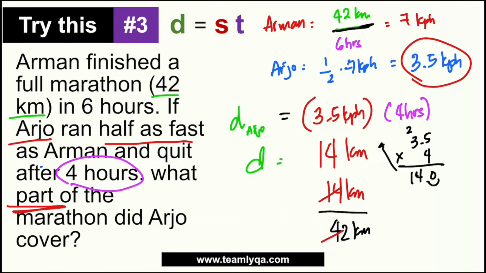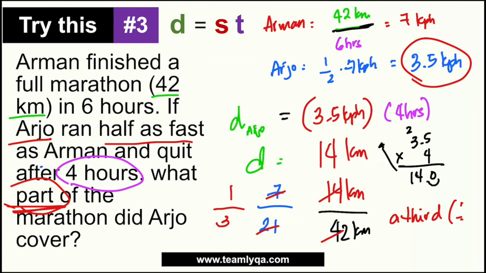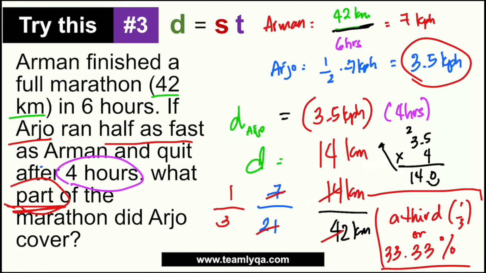So, now you have 7 over, and then this is also divisible by 2, 21. Now, this can be further reduced kasi pareho silang divisible sa 7. So, this will be 1 over 3. So, what part of the marathon did Arjo cover? Okay? He covered a third, which means 1/3. Or, kung ang options ninyo ay nasa percentage form, ito ay 33.33%. Okay? Of the full marathon. So, 1/3 of the full marathon yung kinover niya.